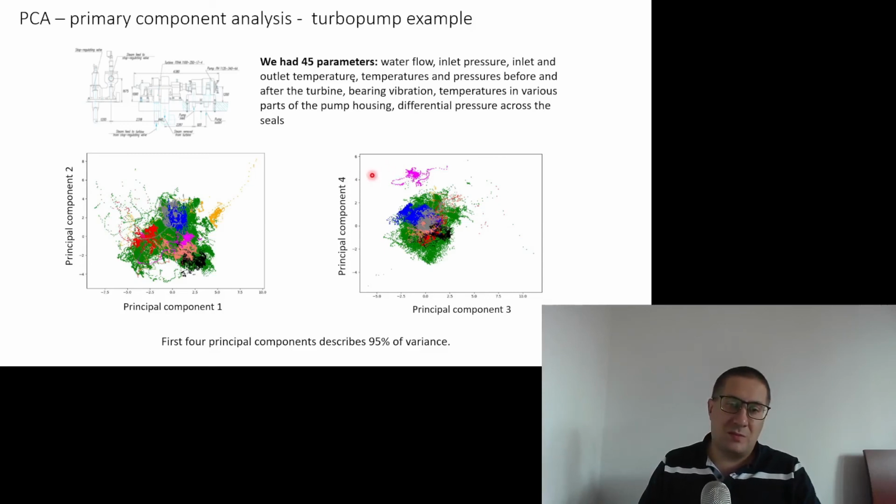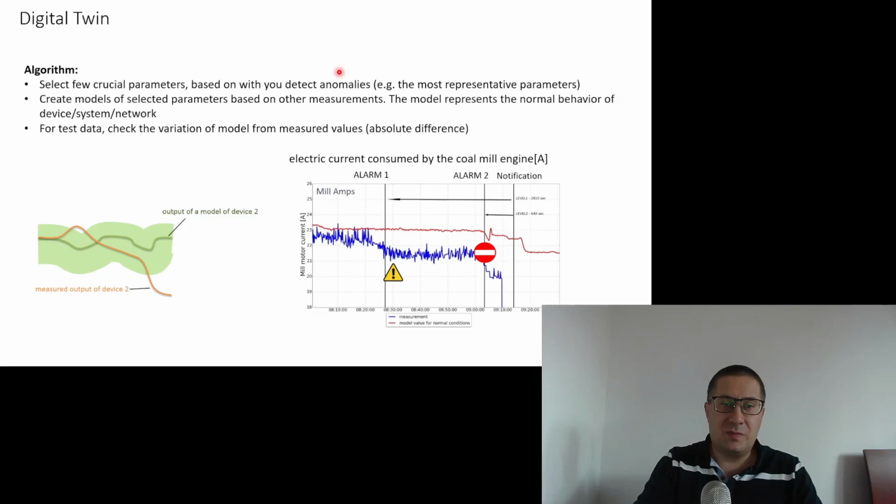And still we don't have to separately analyze each particular parameter. We can focus on those principal component 3 and 4, which is also some kind of a linear transformation of all the parameters here. And in the end, we can develop a digital twin.